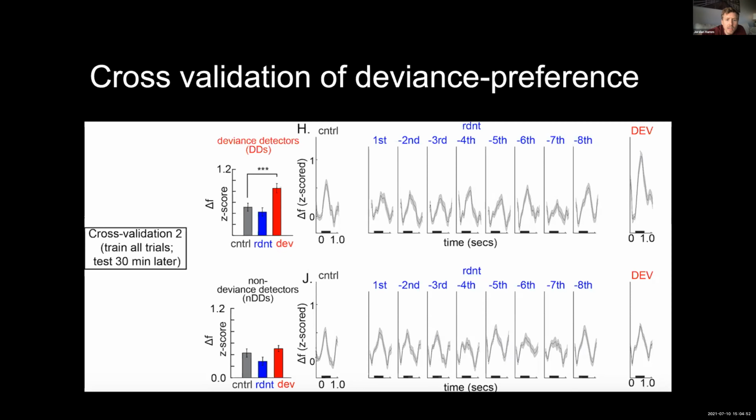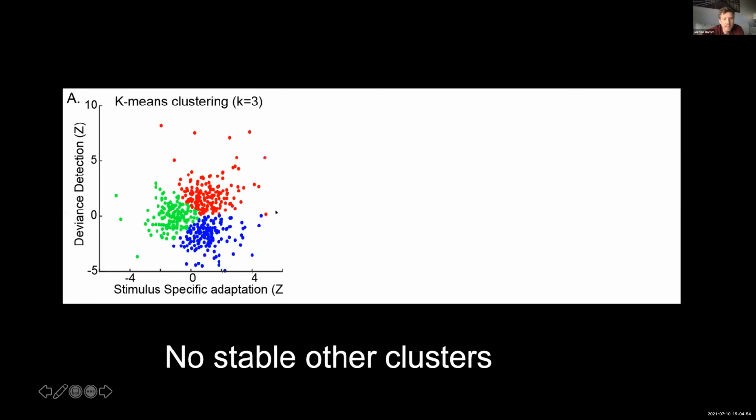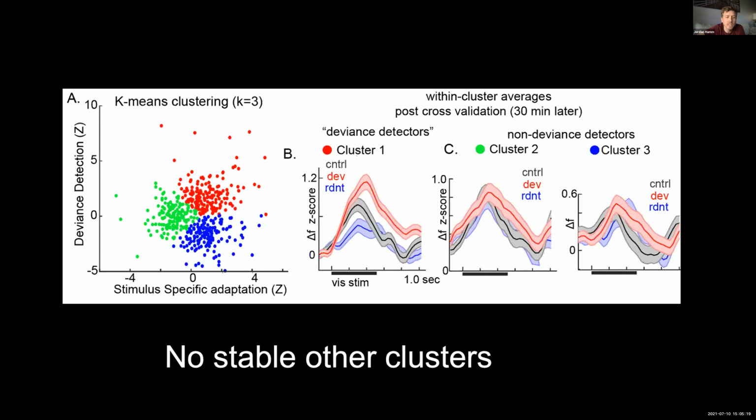So, one possibility here is that I've drawn these clusters in a hands-on way. So, what if we just use k-means clustering in this space and see, well, maybe there are other subtypes of neurons that we've inadvertently averaged over one another. So there's more than just deviance detectors. There are redundancy detectors and the inverse. Well, so this is with a k-means clustering of k equals 3. So you can see the deviance detectors pop out here, and they're still stable.